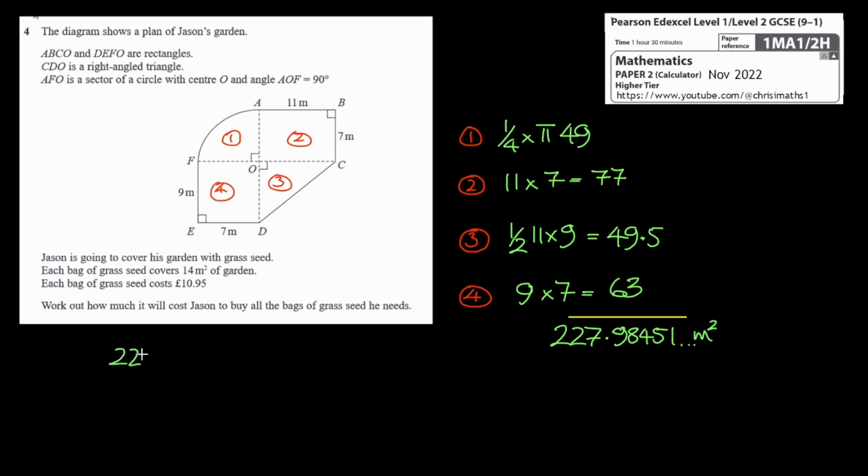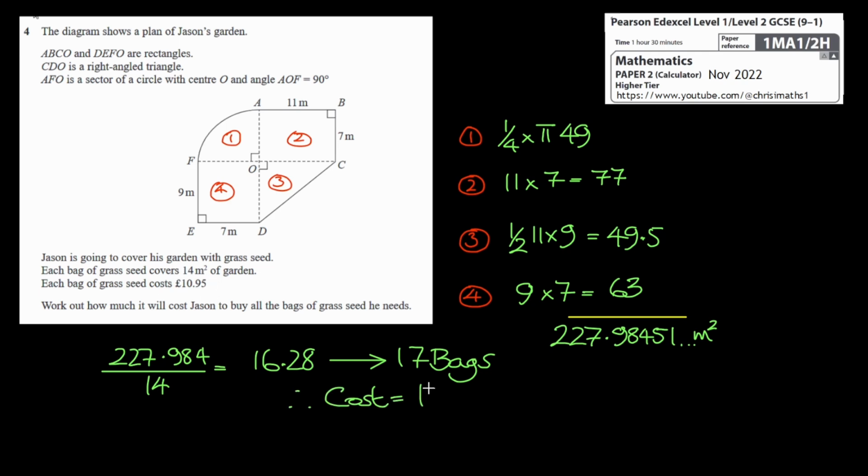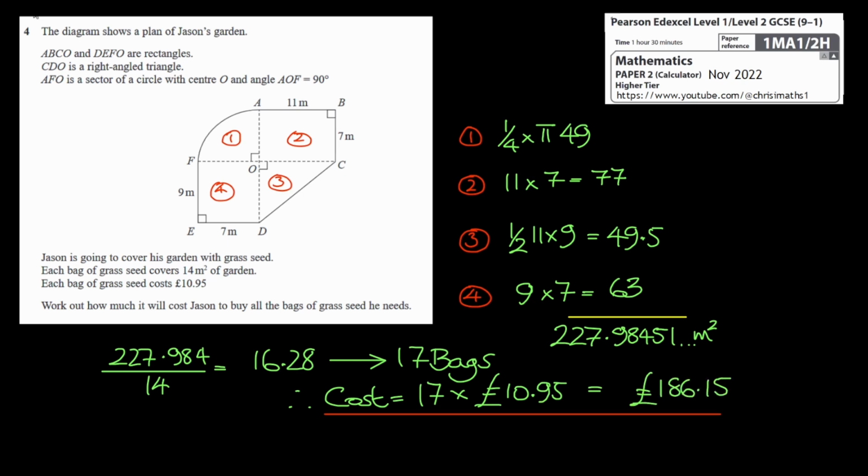So 227 divided by 14 is equal to 16.28. And as he won't want to run out, this would mean he would have to buy 17 bags. We're told that each bag is $10.95, therefore the cost must be equal to 17 multiplied by £10.95, which works out to be £186.15. And that's your answer.